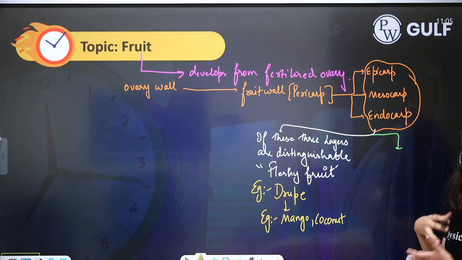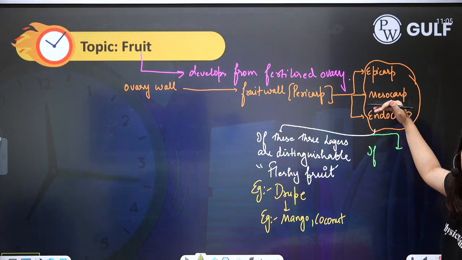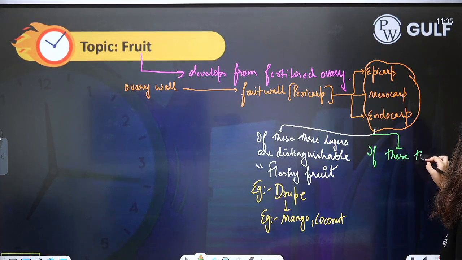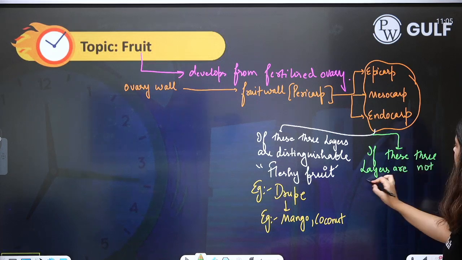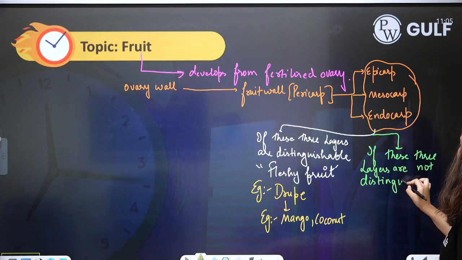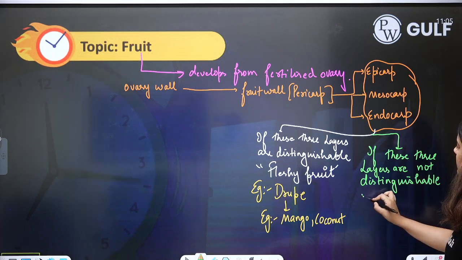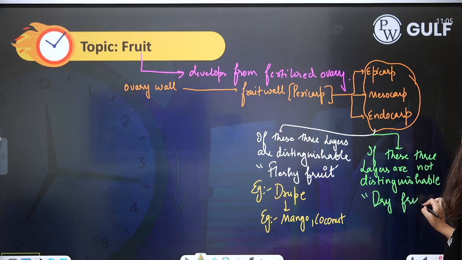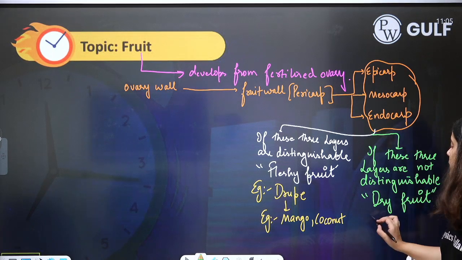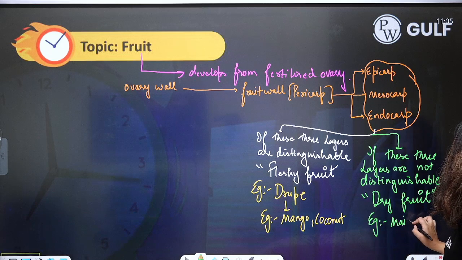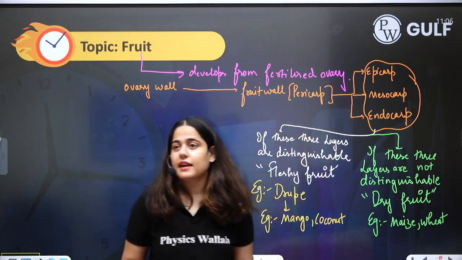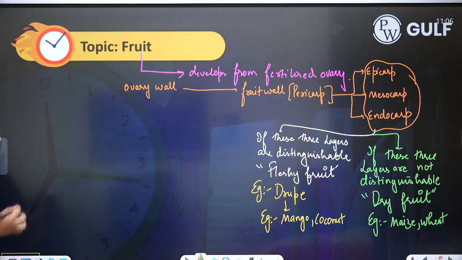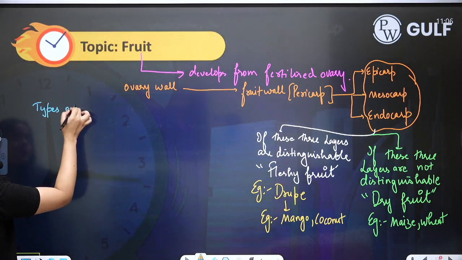If these layers are not distinguishable, we cannot see these separate layers, the fruit is known as dry fruit. Example, maize, wheat. So the fruit of maize and wheat is a dry fruit. We cannot see these 3 layers, epicarp, mesocarp, and endocarp, in those fruits. Right?